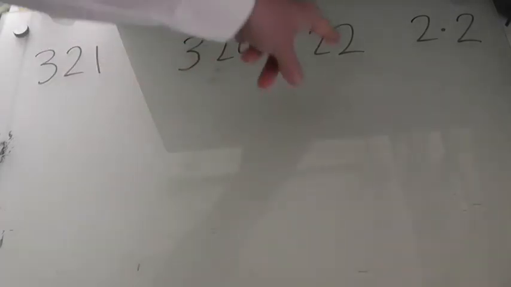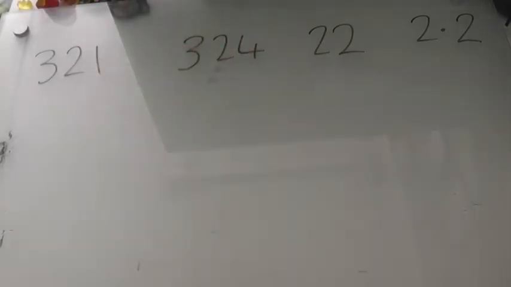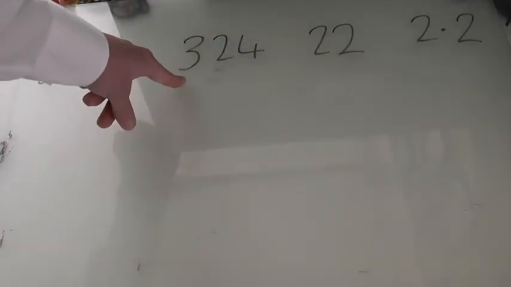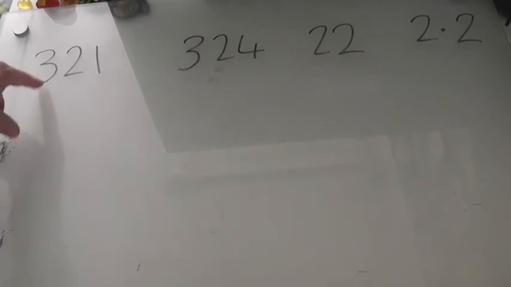So now we're going to come to ordering the numbers. So this will be easy now we've cracked our place value knowledge. If we have a look at the numbers first, we've got 321, 324, 22 and 2.2. Now if we want to order these from biggest to smallest, we need to first of all have a look which one has the digit with the biggest value. So the highest value in this number is in the ones column. The highest value in this one is the tens column. The highest value in this one is the hundreds, and the highest value in this one is also the hundreds.